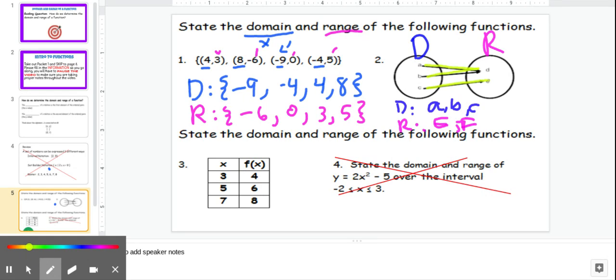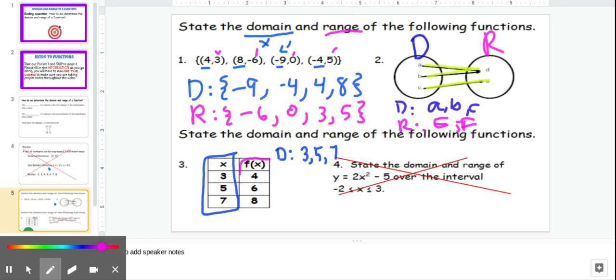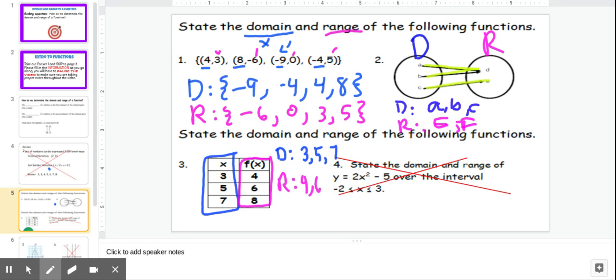But let's just look at number 3 first. We're going to look at the domain. So the domain, again, is your x values. So all you have to do is just list 3, 5, and 7. And then they want us to find the range. The range is just our y values. Even though it says f of x, that's just a fancy way of saying y. Our range is going to be 4, 6, and 8.